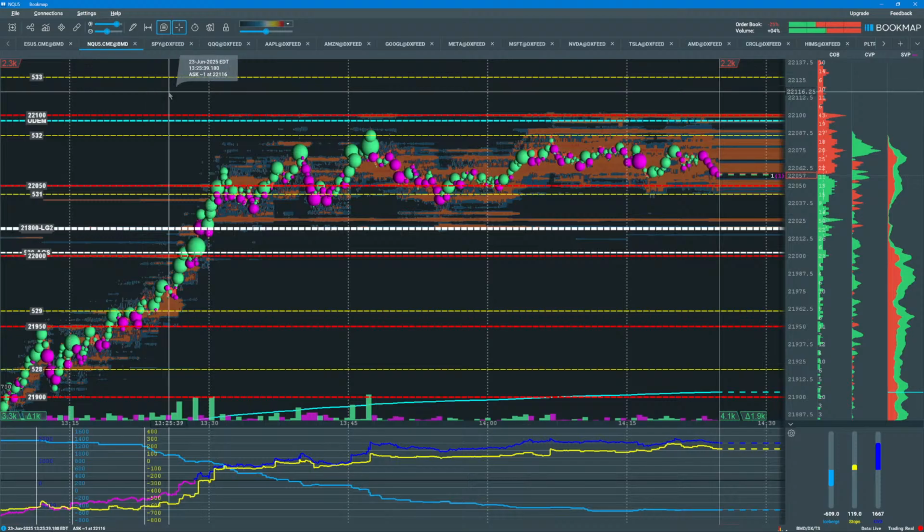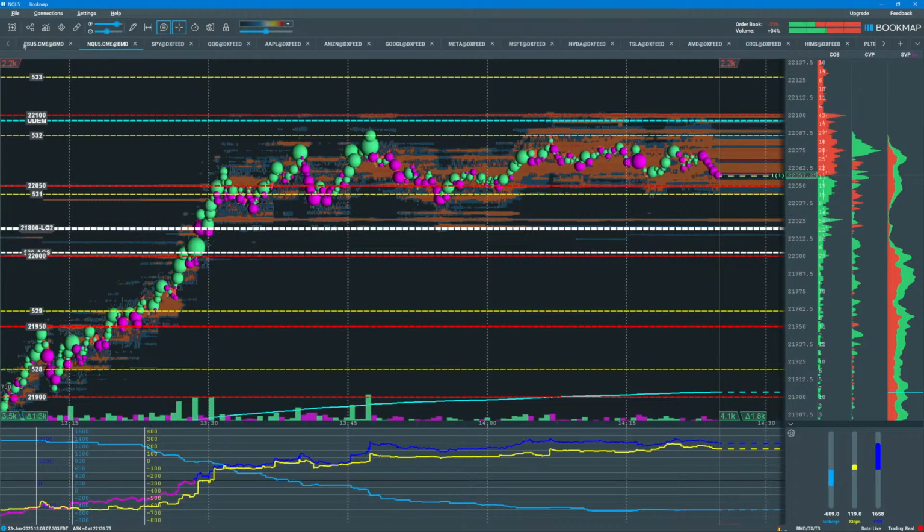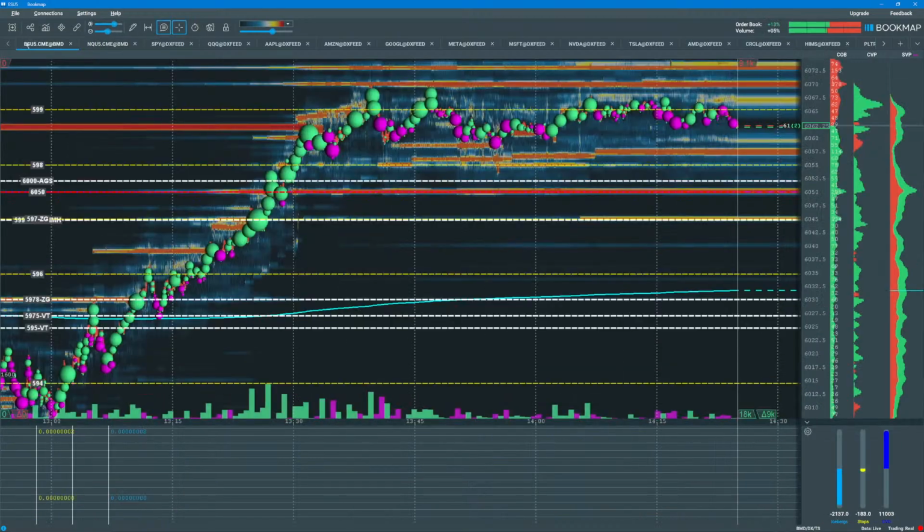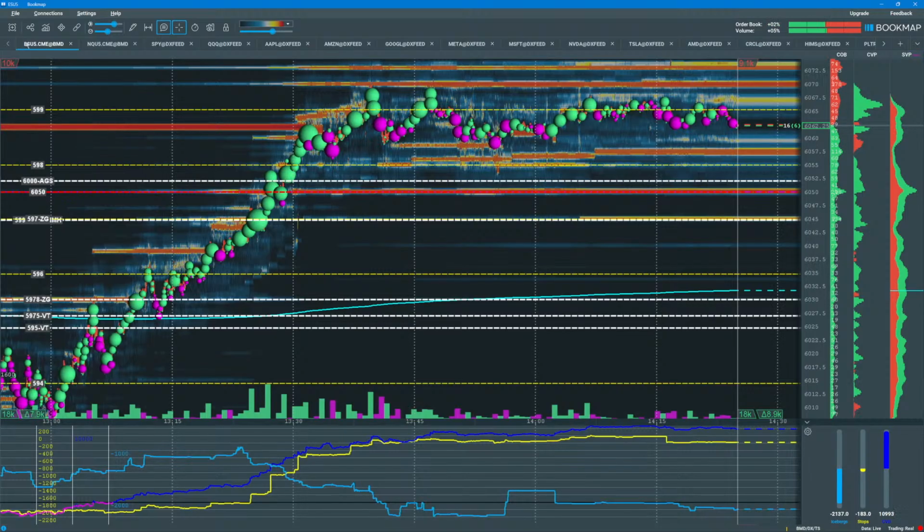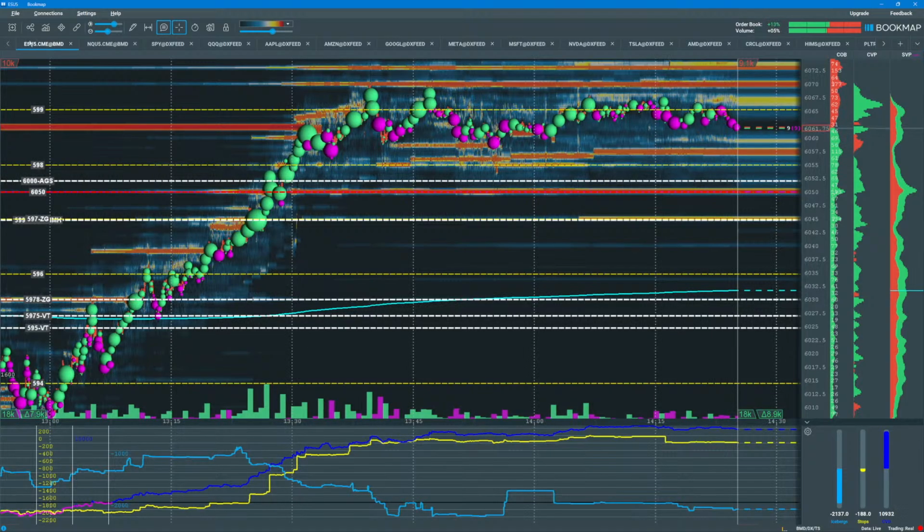Hector says CVD very high to ES. Yeah, I don't keep track of that number from day to day. It is positive, whereas icebergs and stops are both negative for the day.